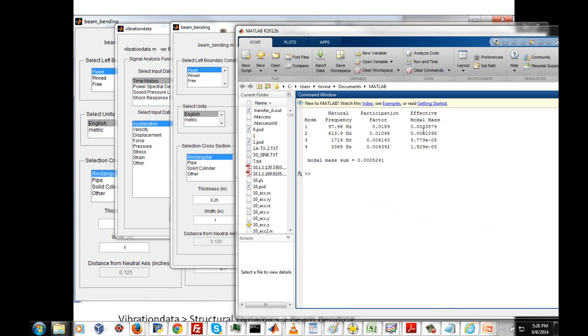Now we can also go to our command window here and see the frequency results. So there are the first 4 natural frequencies. Then the participation factors are shown here in this column. Now participation factor is in some sense a measure of how easily excitable a given mode is. So let's just say we have a uniform white noise input. The first mode would be the leading mode in terms of the resulting acceleration, relative velocity, relative displacement, and all that at the free end.